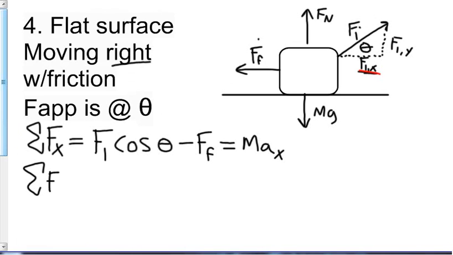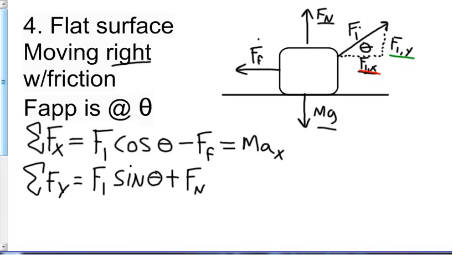Sum of the forces in the y direction. Let's take a look at positive forces first. And the first positive force I see is part of force 1 that's acting in the y direction. So F1, this is going to be opposite sides. This is related by the sine of theta. I see the normal force plus, because it's going up, the normal force. And I see mg going down, so minus mg.